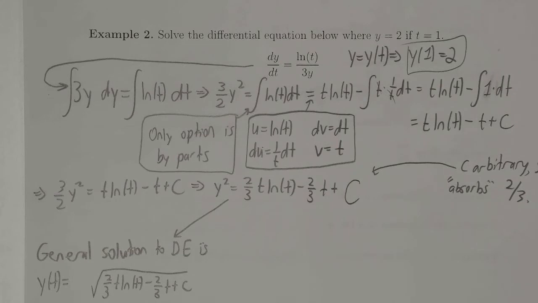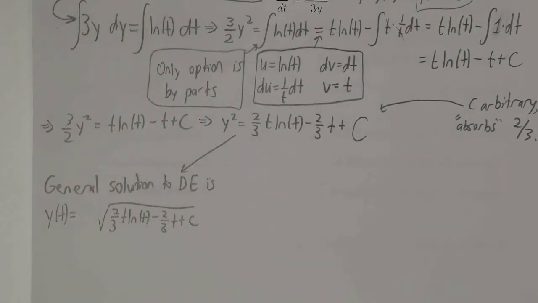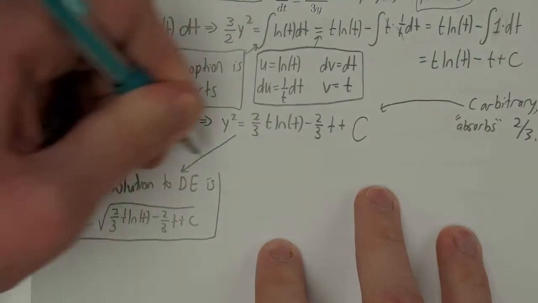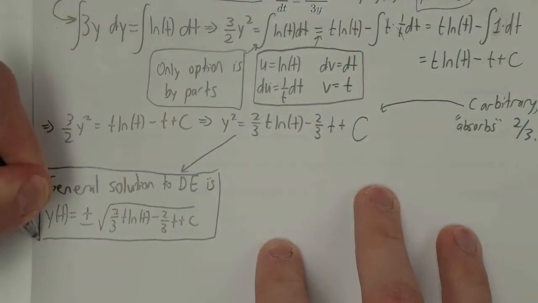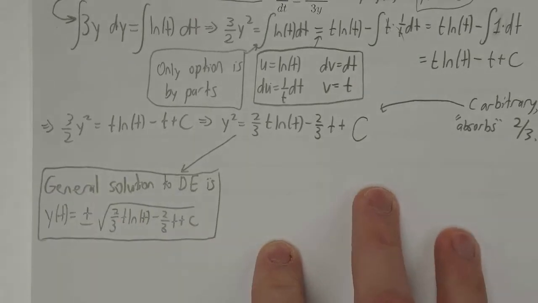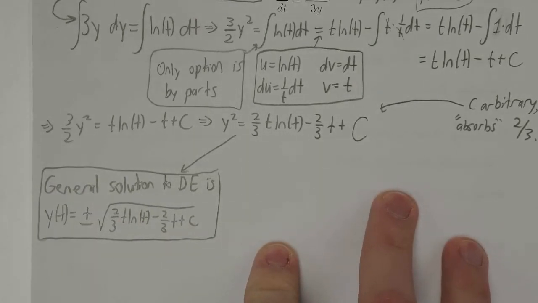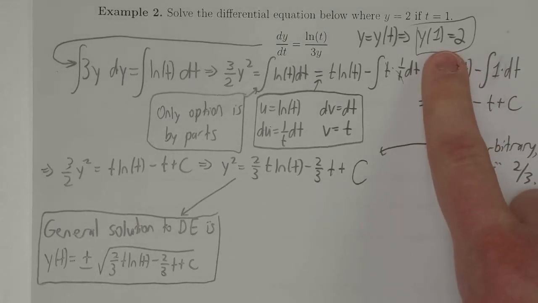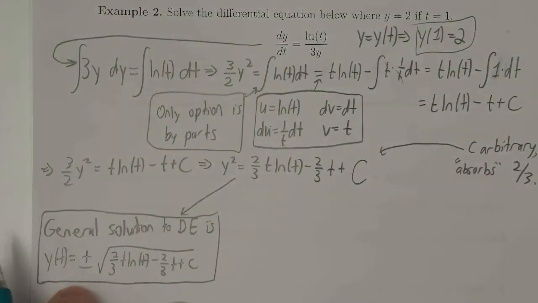But wait a minute. Remember, what's the general rule for taking the square root of both sides? Yes, we have to incorporate plus or minus here. So the general solution to our differential equation is y of t equals plus or minus the square root of all this. That gives us the general solution, but remember, we have a particular piece of data, so we need to incorporate that to get the particular solution. The only reason I did this was so you know how to respond to this type of problem when you get it in the homework.